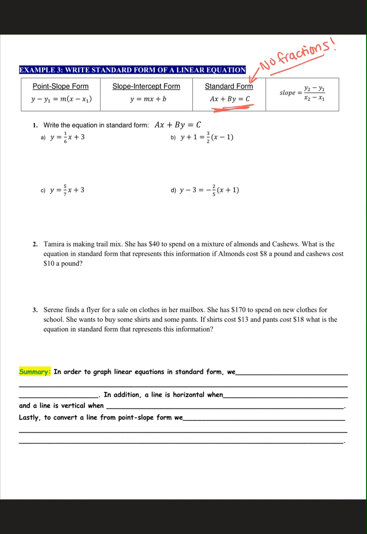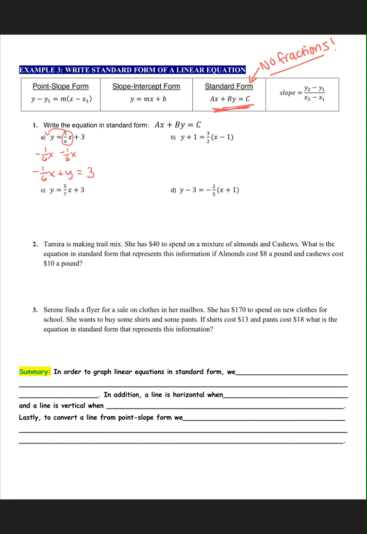The way that we're going to do this is first we need to move this x term. We need to move this guy over here. And in order to move this, we need to use addition or subtraction. So I'm actually going to subtract because that's a positive 1 over 6. I'm going to subtract 1 over 6x on either side. Minus 1 over 6x. And I get negative 1 over 6x plus y equals 3.